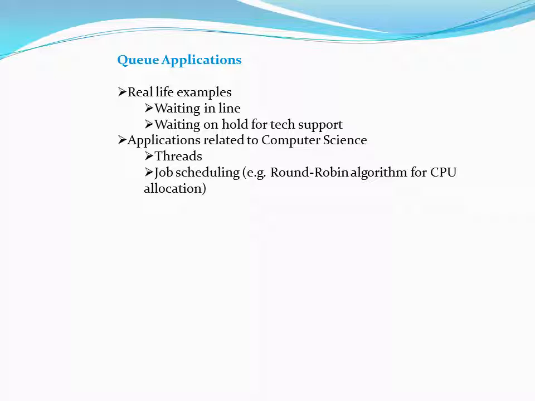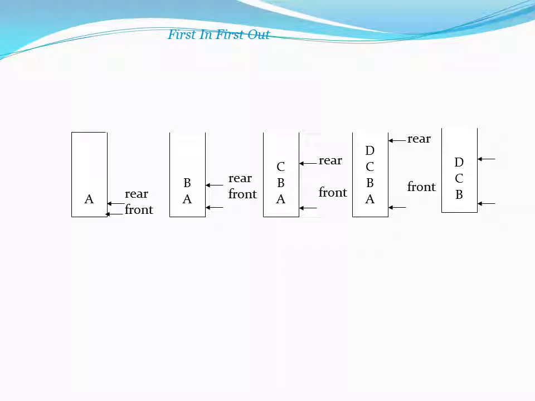First, the task is given to the thread which entered the thread queue first. The process is submitted to that thread first, and only then can the process be submitted to the next thread. Job scheduling and the round robin algorithm for CPU allocation are all related to queue applications. These are the computer-oriented applications regarding the queue. Next slide: it follows first in, first out.